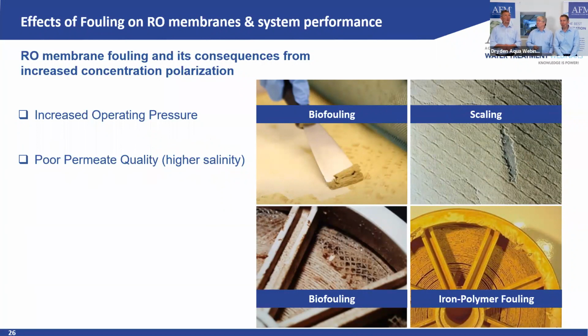Why is this? That's what you said before. The membrane always passes the same amount of salt. Perfect. But if your permeate water flow goes down, you have a higher salinity. Exactly. So the membrane always allows the same amount of salt to pass.